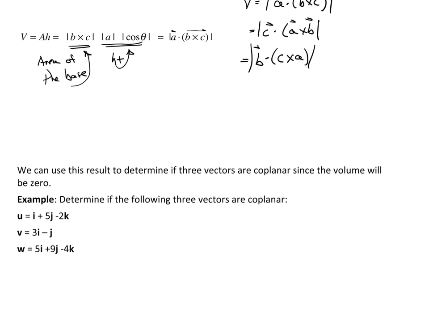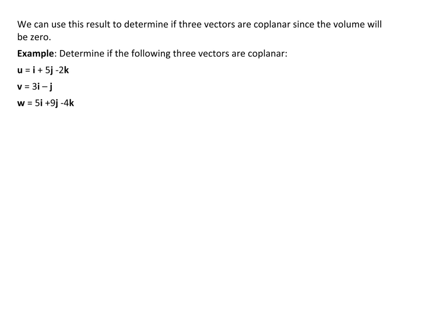What's kind of neat about this is we can use this result to determine if three vectors are coplanar or not. Because if they're coplanar, meaning they're all on the same plane, then the volume would obviously be 0, because in that case there is no height. So as a quick example, let's take a look at these three vectors, u, v, and w, and determine if they are in fact coplanar. That says find the volume of the parallelepiped. If it is non-zero, then these vectors are not coplanar. If it is 0, then they are coplanar.